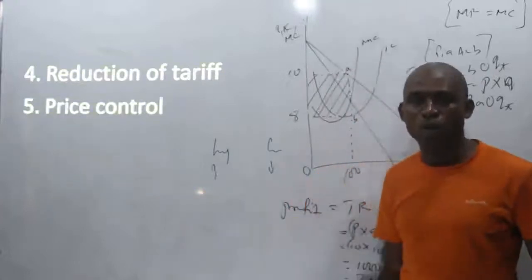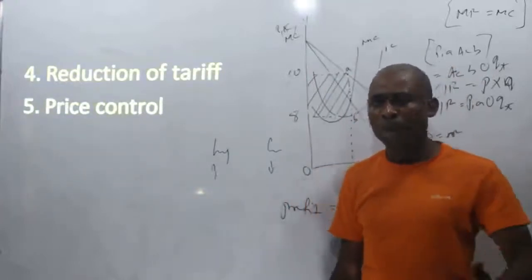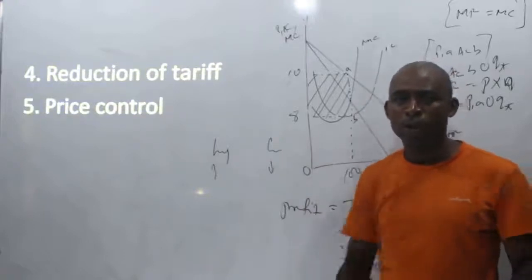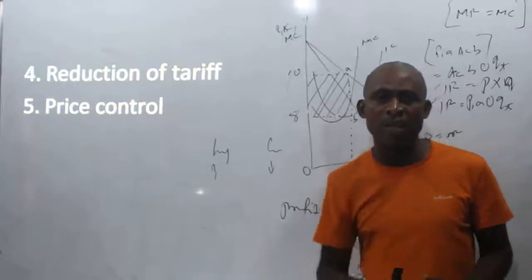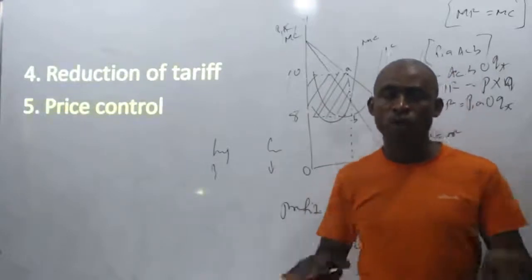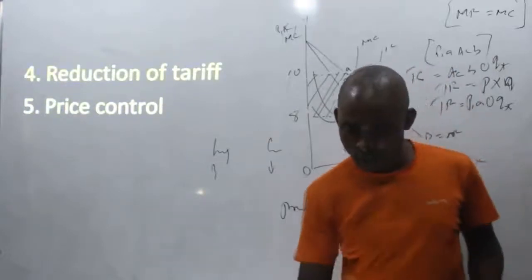There should be price control, like I taught you in class. The government can use maximum price control, where the government will set the price below the equilibrium, so that the monopolies cannot increase the price beyond that level. So the government should put a price ceiling.